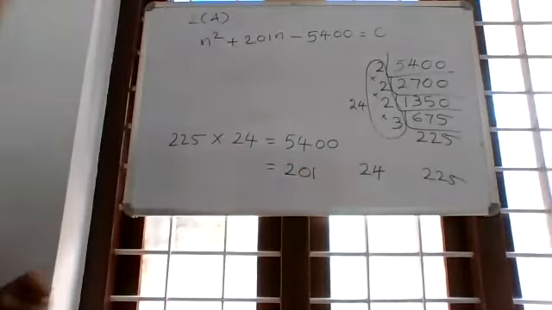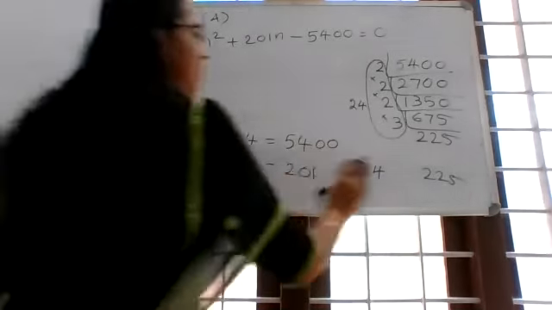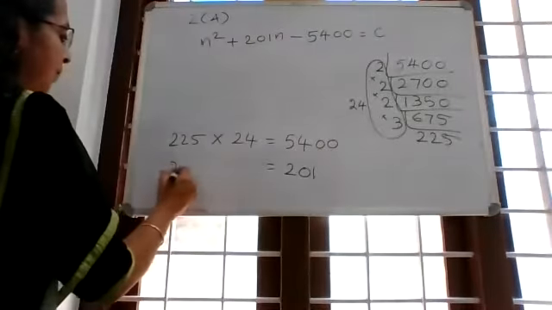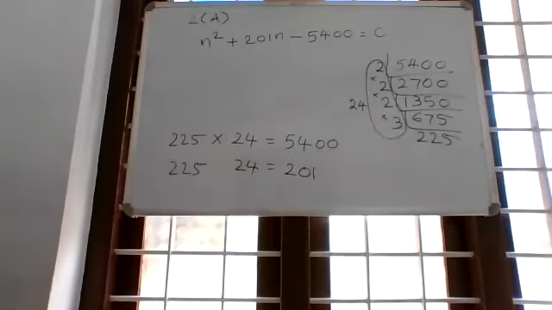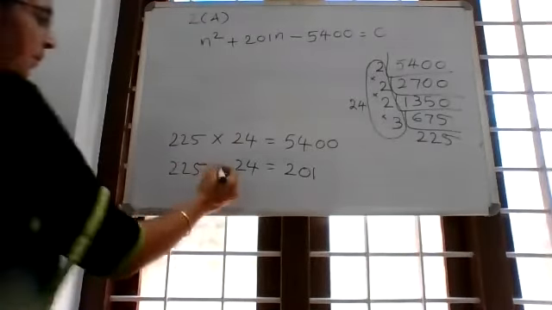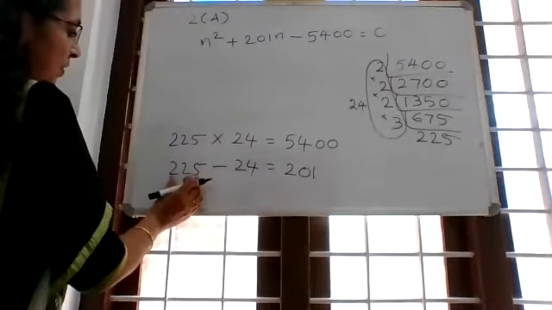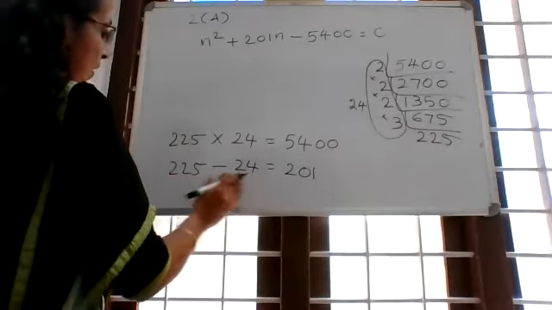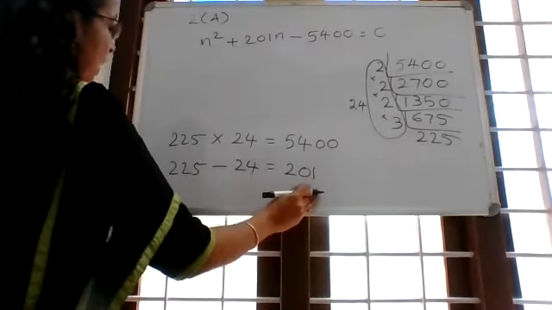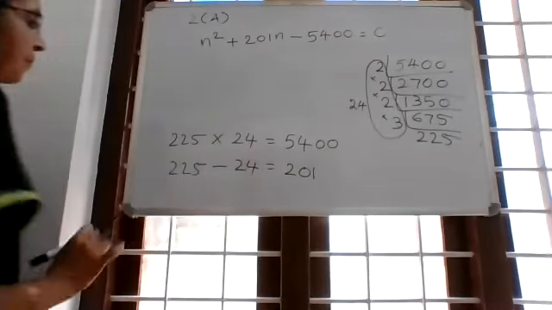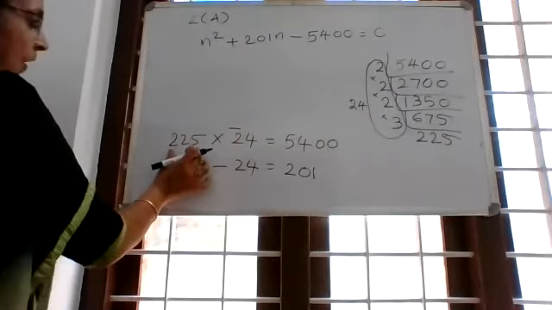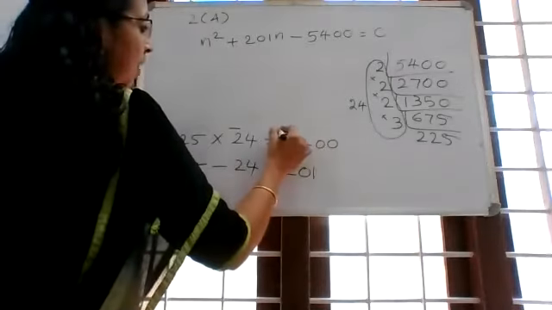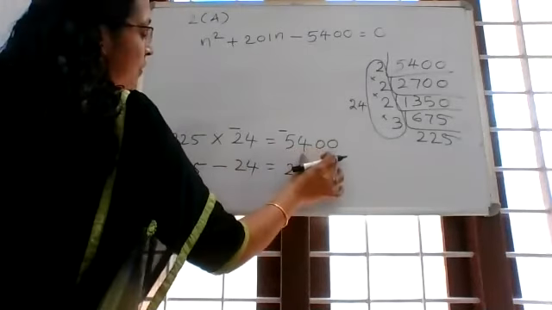Next, 201 we want to get. So which are the two numbers? 225 and 24. If we give minus to which? This is positive, 24 is negative. Then only it will become 201. So negative 24 and positive 225, and here it will be negative 5400. Clear?